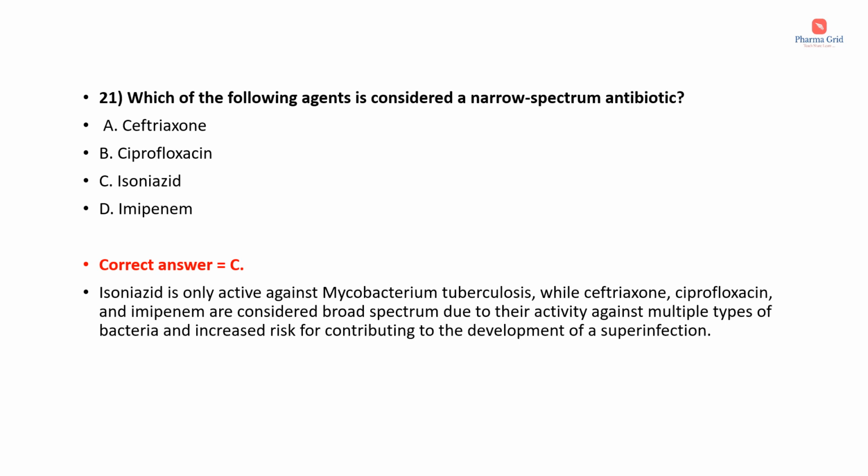Isoniazid is only active against Mycobacterium tuberculosis, while ceftriaxone, ciprofloxacin and imipenem are considered broad spectrum due to their activity against multiple types of bacteria and increased risk for contributing to the development of a superinfection.